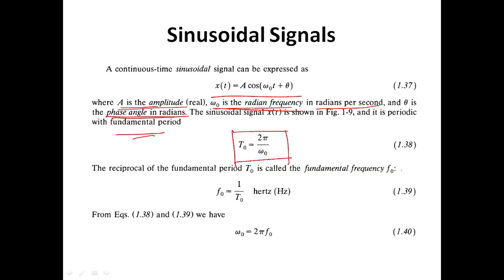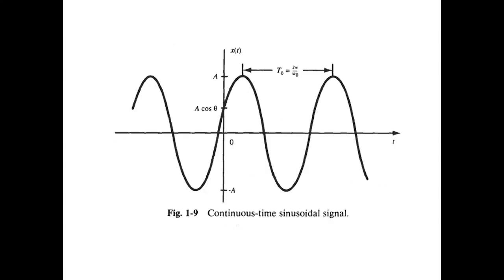In our last class we have done some numericals. Basically in the discrete time domain it is the same. From here 1/T₀ is equal to f₀ in hertz, and this f₀ is regarded as the fundamental frequency, and it is given by ω₀ = 2πf₀. So this is an example of a continuous time sinusoidal signal.